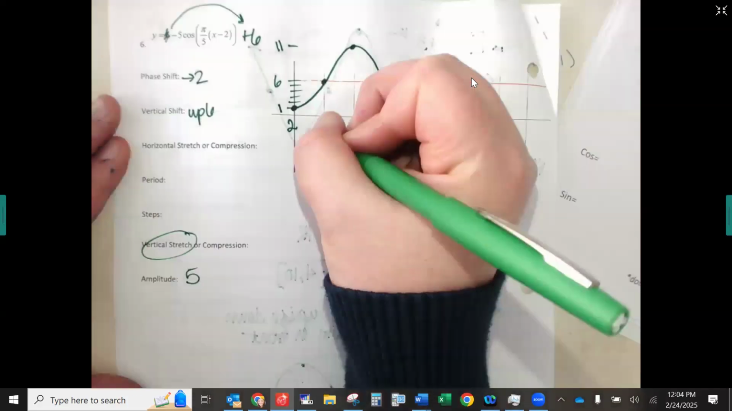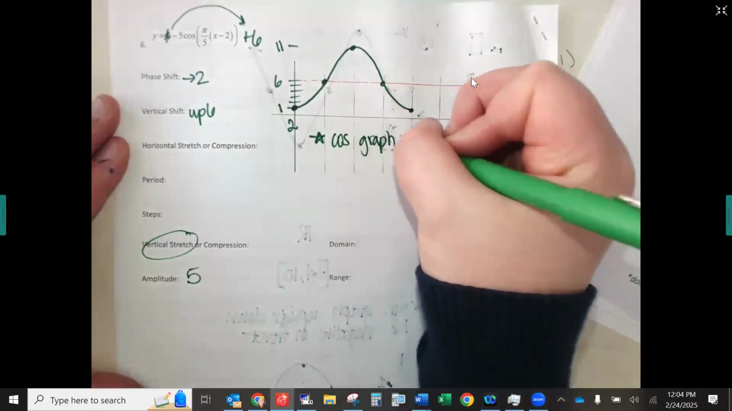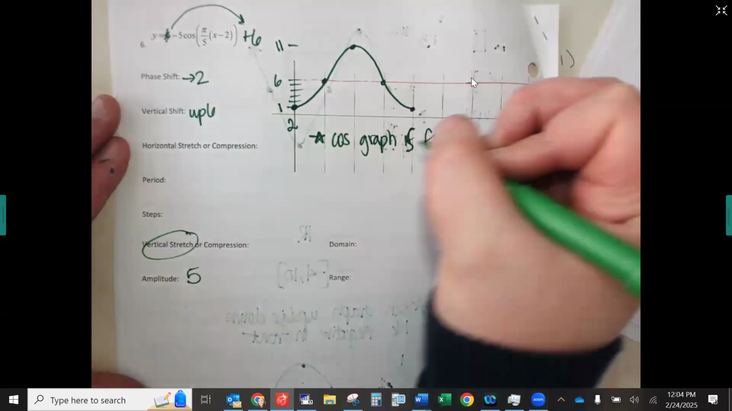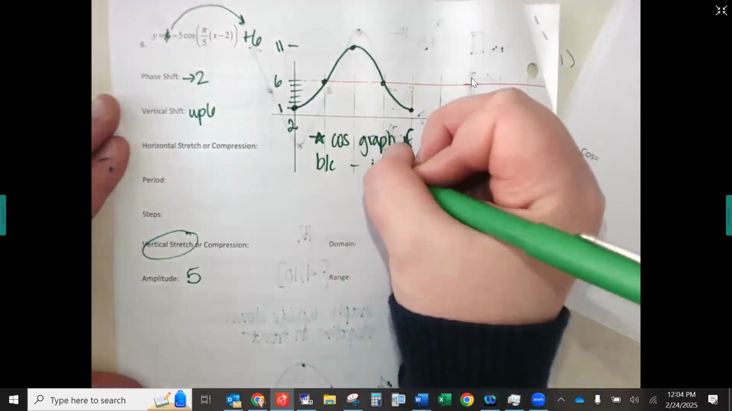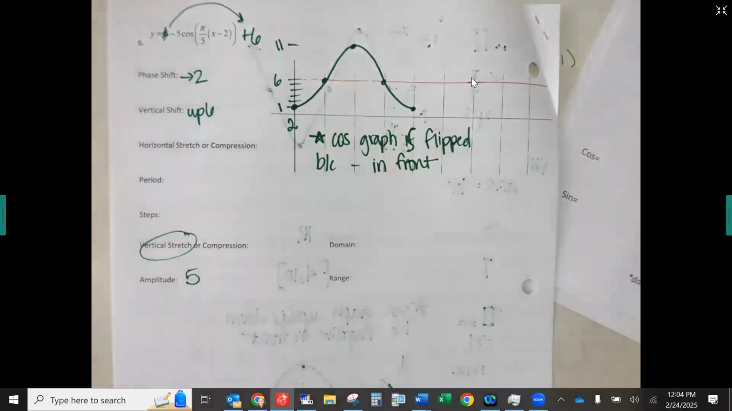Okay, then I'm going to put that same little note we put last time. Cosine graph is flipped because negative in front. Now, someone in the other class had said, why isn't my amplitude negative 5? Amplitude's never negative. It's just how tall the wave is. So it doesn't matter if you go up the 5 first or down the 5 first, your amplitude's always a constant.